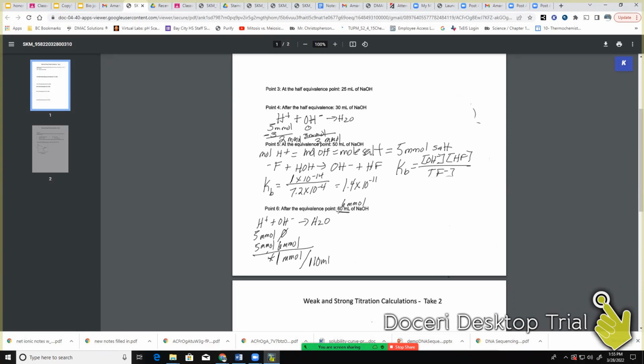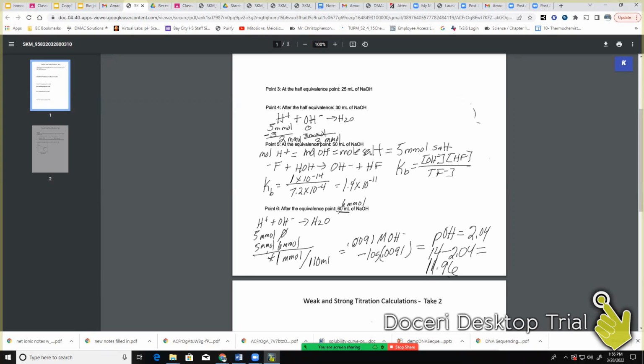So I get a 0.0091 molar hydroxide concentration. That's a strong base. So I need to take the negative log of 0.0091. And that's going to give me a pOH equals 2.04. The question is, what is the pH? So 14 minus 2.04 is going to give me 11.96. So that is my pH when I'm over really just by 1 millimole.